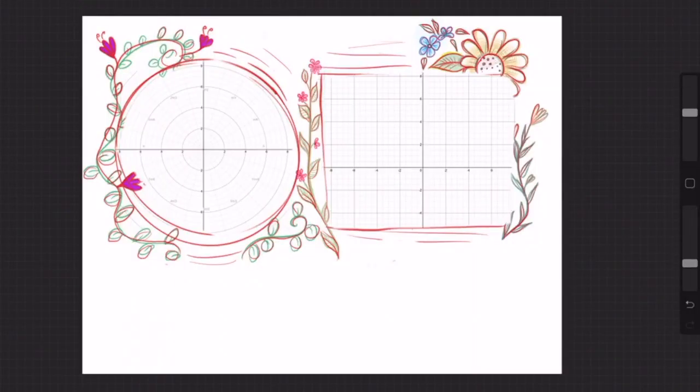Finally, we have the rose. The rose is when r equals a times cosine n theta and r equals a sine n theta, where a does not equal 0 when n is a positive integer.